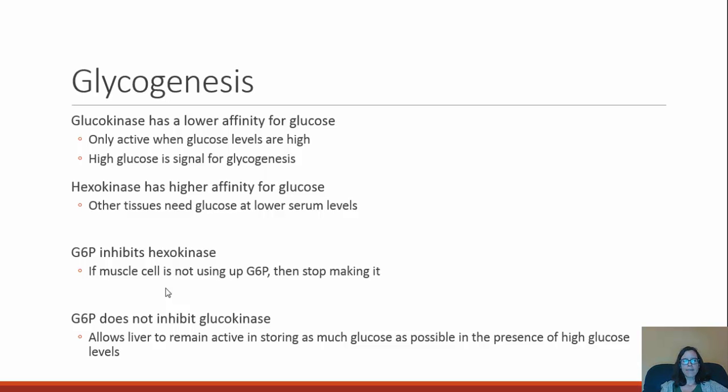And the idea behind this is that it allows the liver to remain active in storing as much glucose as possible in the presence of high glucose levels. So it's not activated until, we'll remember that this enzyme, glucokinase, is not activated until we have high glucose levels, but then it's going to keep working and working and working to store as much of that glucose as possible into the glycogen molecule.